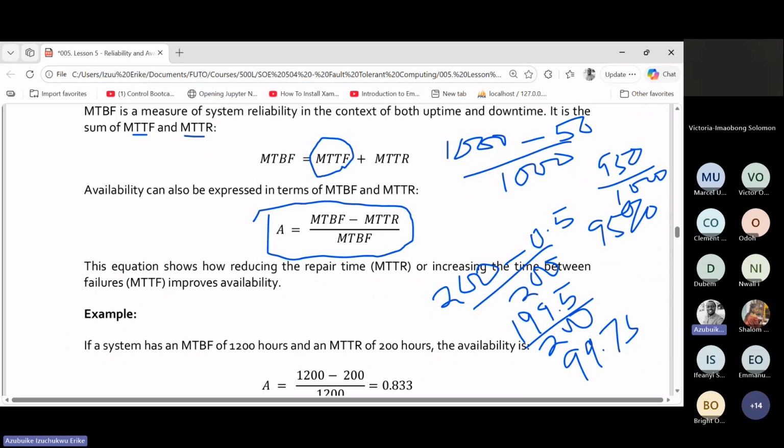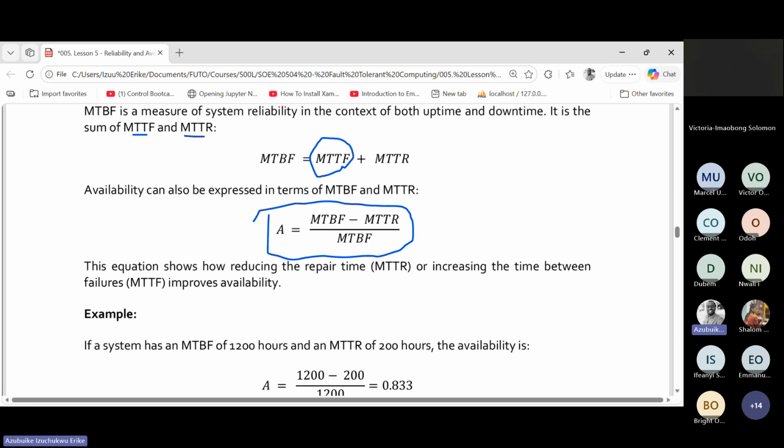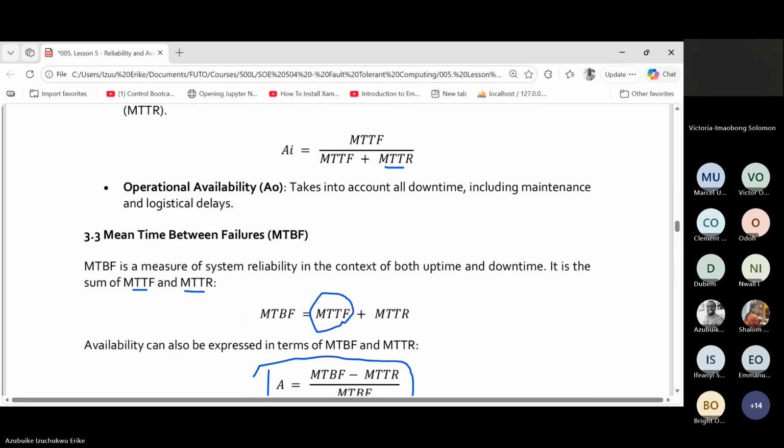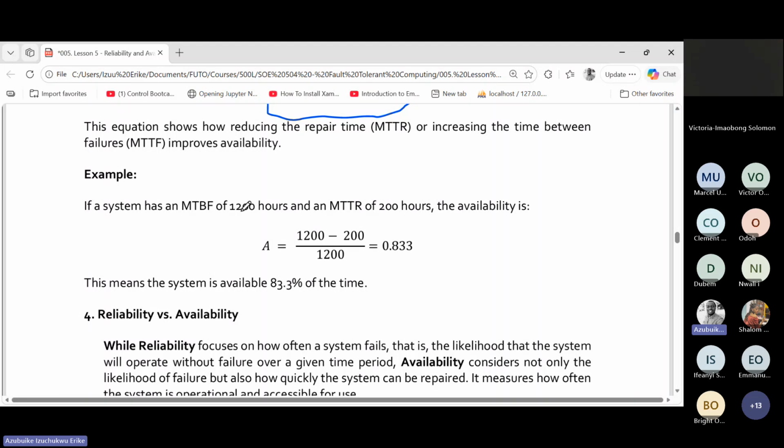Okay, I think I even have an example like that. So let's look at this example that we have here. If a system has the mean time between failure of 1,200 hours and MTTR of 200 hours, what is the availability? You now see this one minus 200, divided by this. You see the availability is 3.3%. All right. So that is it.